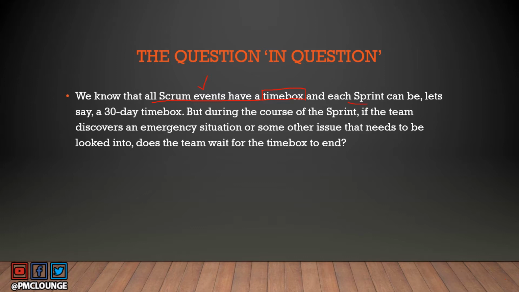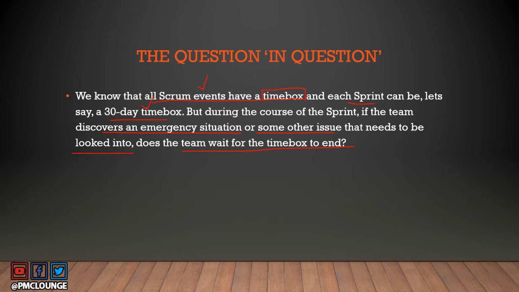Now, each sprint can be, let's say, a 30-day time box. They can be a 14-day time box. They can be a 3-week time box. It depends, right? But let's say each sprint is a 30-day time box. Now, during the course of the sprint, the team discovers an emergency situation or some other issue that needs to be looked into urgently, of course. Does the team wait for the time box to end?